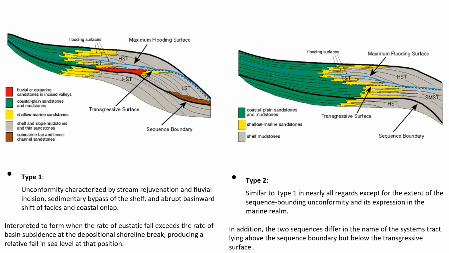So in the diagram that we have for type 1, our lower unconformity is a type 1 sequence boundary. But the sequence boundary that you see above that is the same as what we're seeing over at the bottom for the sequence boundary in a type 2.